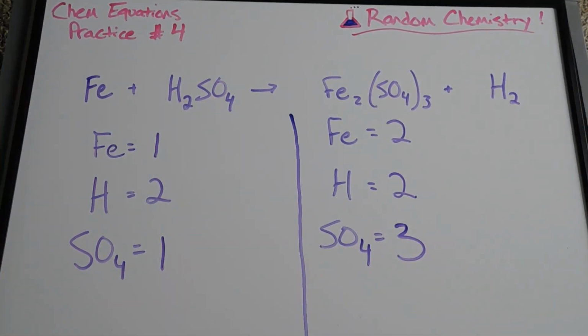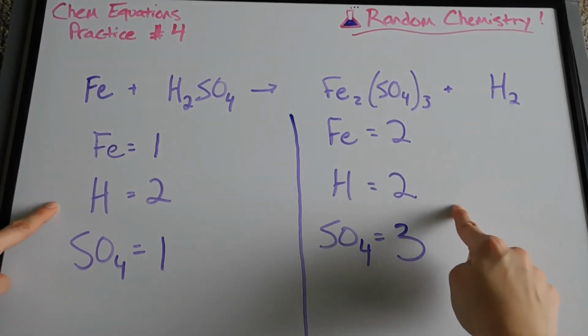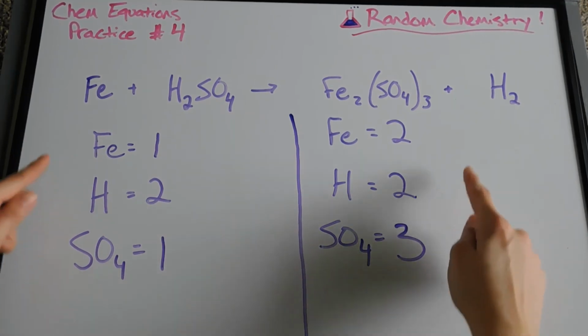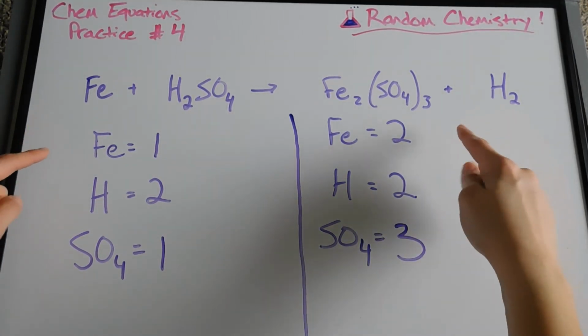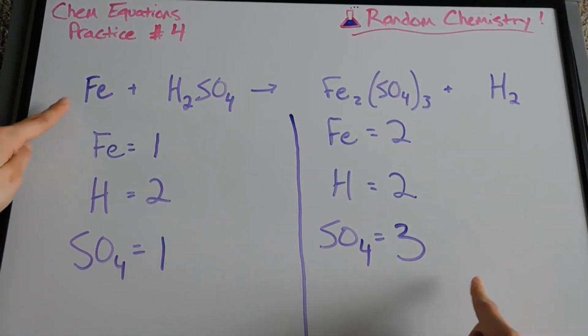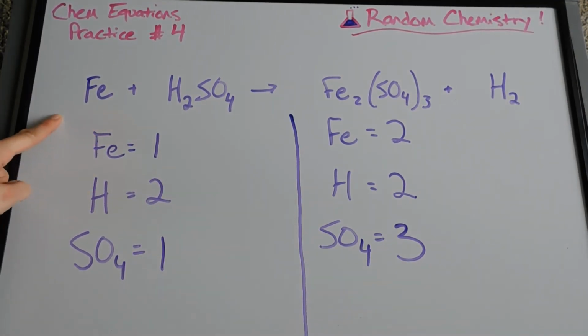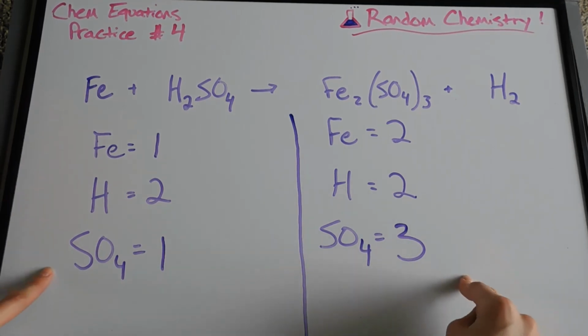Okay, and now we have to decide what we want to balance first. So we have our Fe's and our SO4s. Our hydrogens are balanced. So when trying to decide which one to balance first, whether Fe or SO4, take a look at your equation. If you look on this side, Fe is by itself. When you find that the element is by itself and not involved in a formula, it's best to save this for last. So we're going to do our SO4.